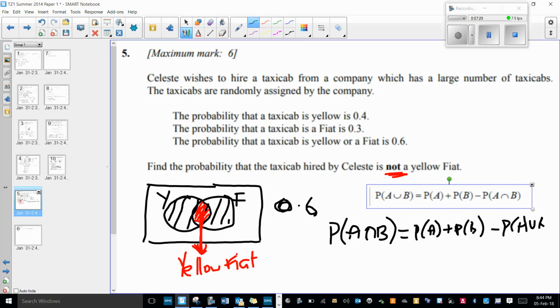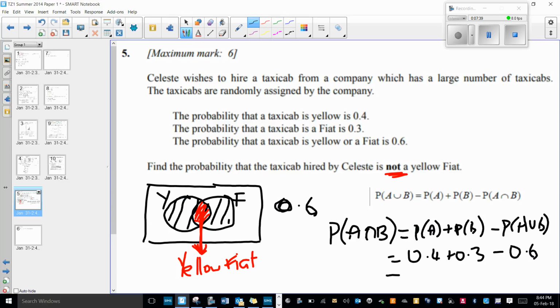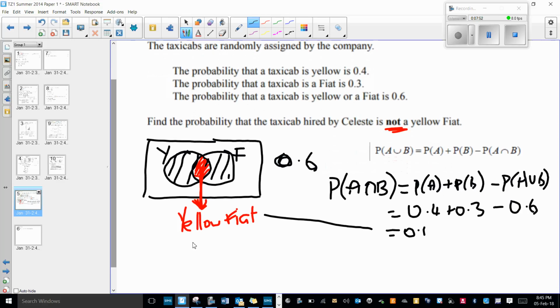So that would be 0.4 plus 0.3 subtract 0.6. So 0.7 take away 0.6, which is 0.1. So that is a yellow Fiat. So if we want to know that it's not a yellow Fiat, we would do 1 subtract 0.1, which gives us 0.9.